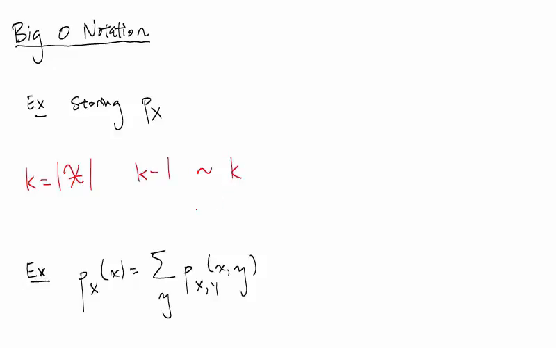And so for big O notation, somehow we'll want to get at this idea that this minus 1 doesn't really matter. Somehow what matters is that it's linear in k.